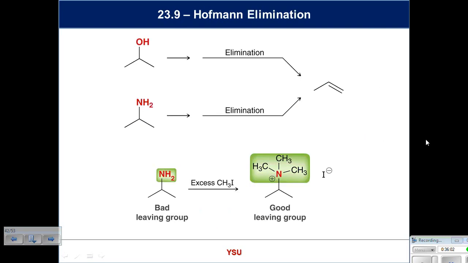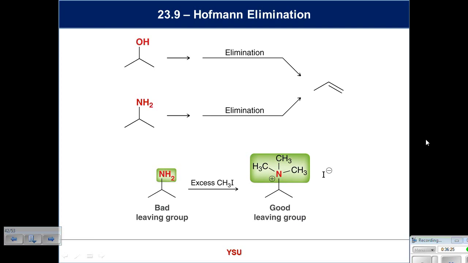The last thing, really, in this chapter is an alternative to Zaitsev elimination. What was the point? What was the background to Zaitsev? What type of alkene did you always get in Zaitsev eliminations? The more highly substituted. Now, what happens if you want the less highly substituted?